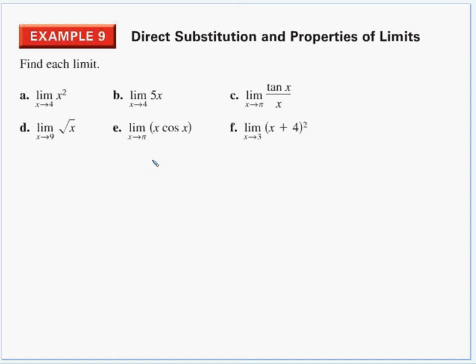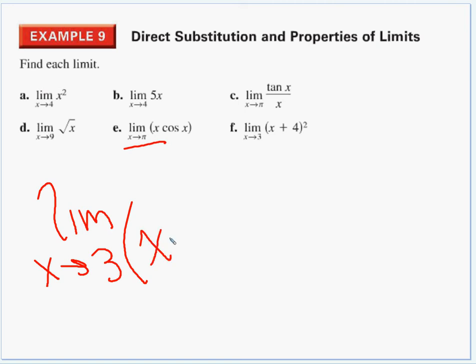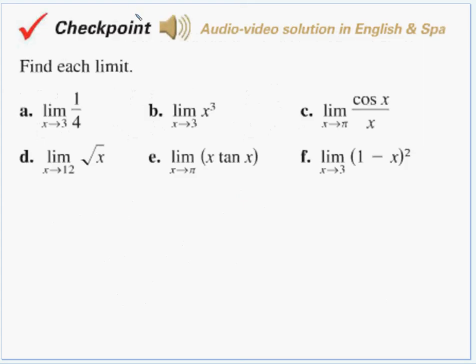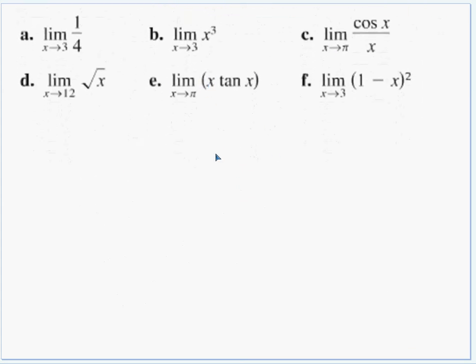Letter F, last one. I'll just write it bigger down here. The limit as x approaches 3 of x plus 4 quantity squared. So the 3 jumps in here. 3 plus 4 is 7, so that becomes a 7 squared. 7 squared is 49. Here's a few for you to try. Pause the video, try them out, start it back up, see what you got.